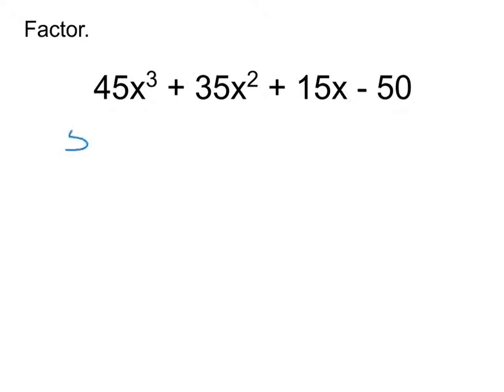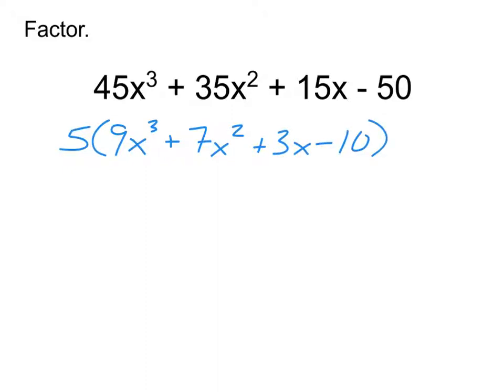And so if I can divide them all by 5, that means I got a 5 outside of the parentheses. And then we actually do the dividing by 5. So you end up with, on the inside here, 9x cubed plus 7x squared plus 3x minus 10. And we're done. That is your factored form.